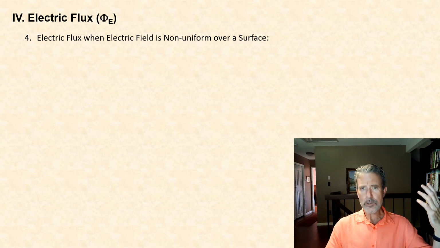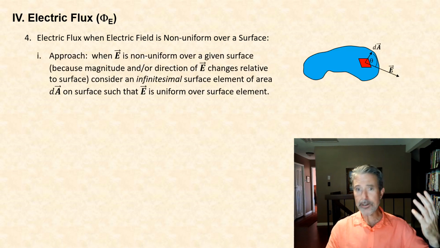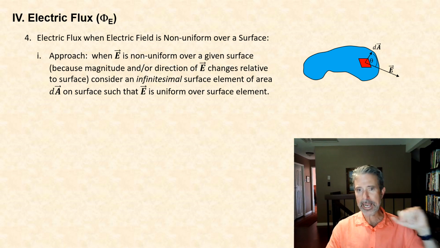But how do we calculate the electric flux when the electric field is not uniform over a given surface, either because the magnitude of the electric field changes over the surface and or because the direction of the electric field changes over the surface? So this is where calculus comes in to save the day, calculus to the rescue. As you would now probably expect, we need to visit the land of the infinitesimal.